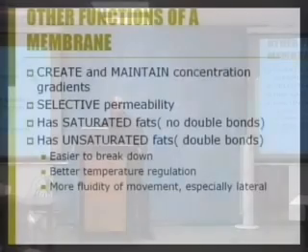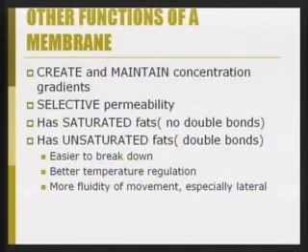Other functions of a membrane: create and maintain a concentration gradient. In order to maintain a concentration gradient, you got to have what we call selective permeability, PJ. That means you got to select who you allow to go across that membrane. You understand, Chris? You understand, Dan? All right. Within the membrane, Dan, we have saturated and unsaturated fats. Saturated fats mean you have no double bonds. That means it's all hydrogens everywhere. Unsaturated fats means you have double bonds.